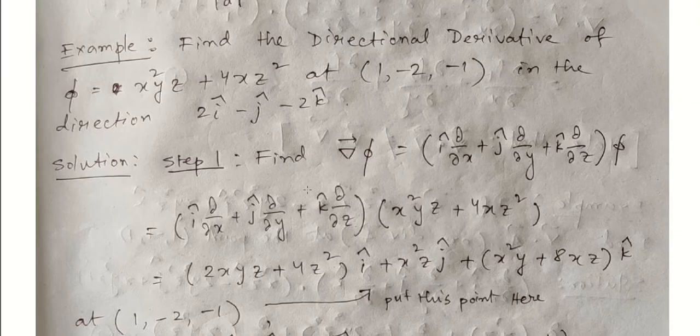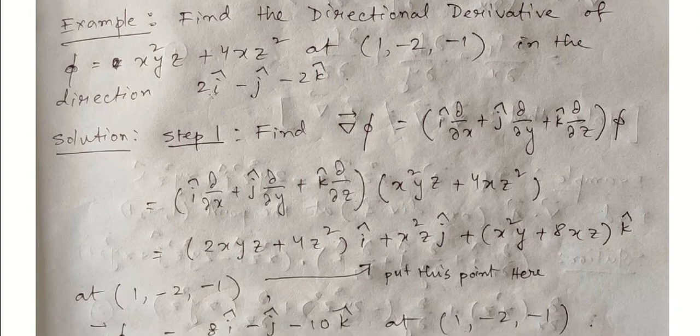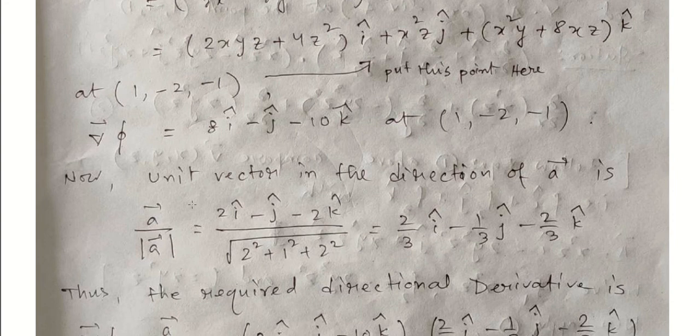And now just simply apply this formula: grad phi dot a by mod a. So what is the vector a? It is the direction vector. Direction vector is 2i - j - 2k. So find this value.